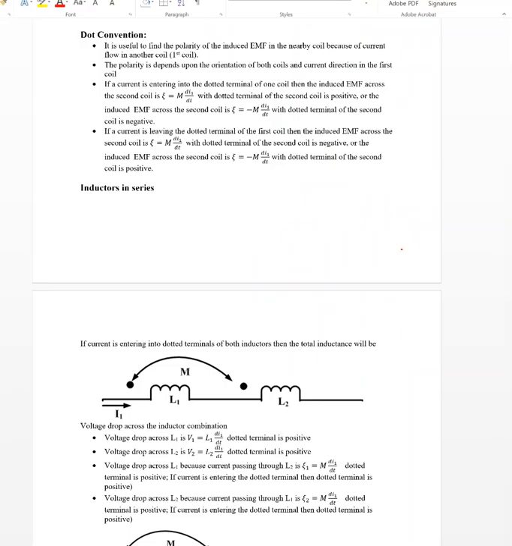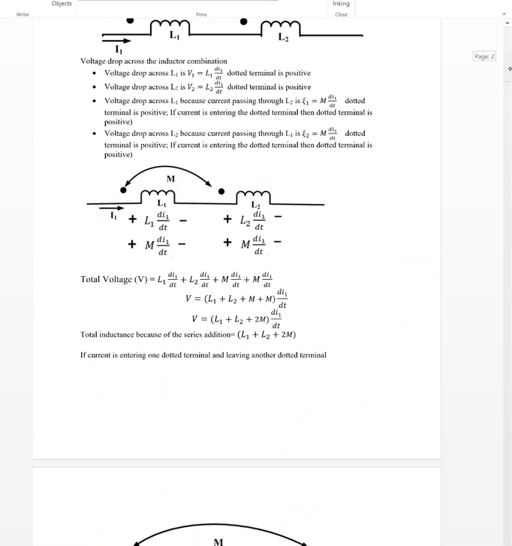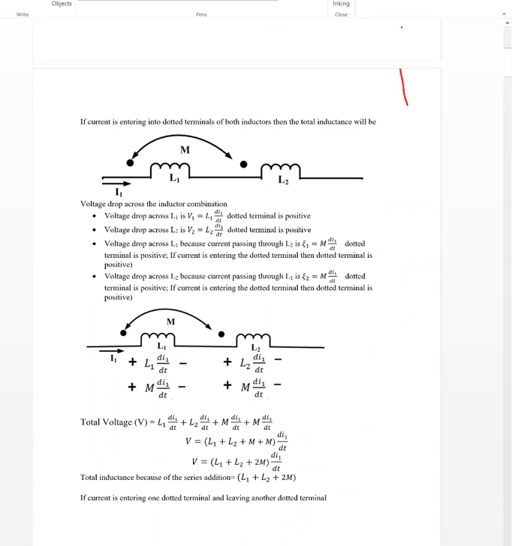Now we understand the dot convention, so we're going to find the inductors in series. So here what happens if two inductors are in series with the dot convention? What is the total inductance value? Now we know that, so to find out the total inductance here, let me see, here it is.